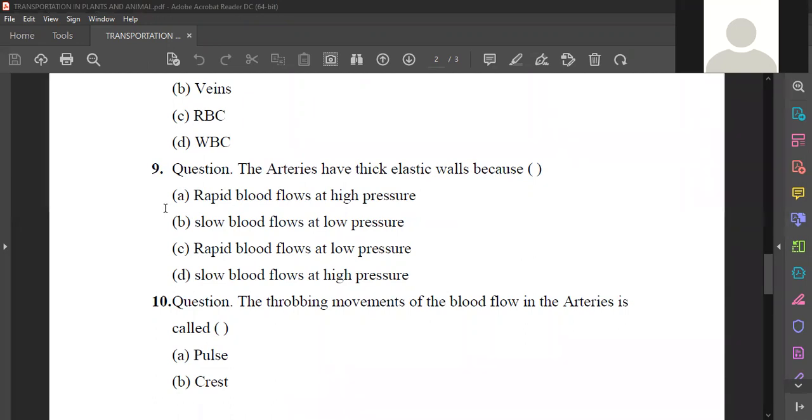Ninth question, Shiva. Sir, option A. The arteries have thick elastic walls because rapid blood flows at high pressure. Yes, ninth is option A.